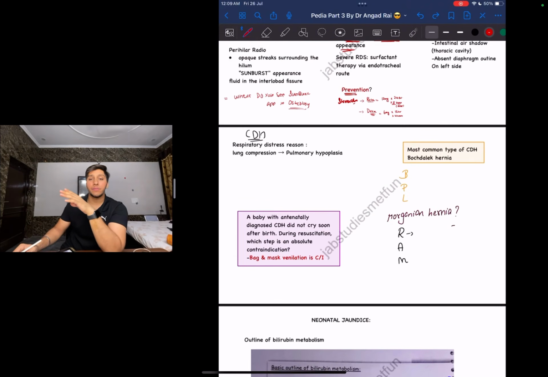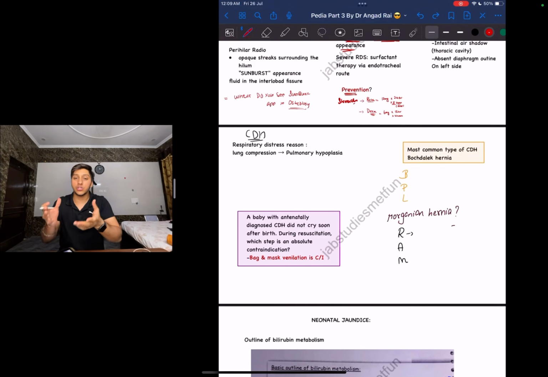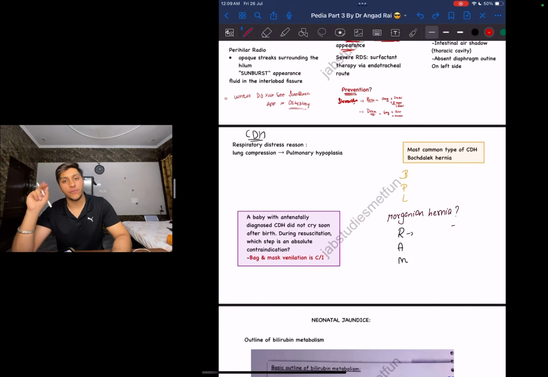In congenital diaphragmatic hernia, because of all the intestinal structures going inside the thorax, the lungs will get compressed. The baby will not be able to breathe properly, and there will be pulmonary hypoplasia. Now there are 2 types of congenital diaphragmatic hernia. The most common type of CDH is known as Bochdalek hernia, and the other one is Morgagni hernia. Now the issue with this is they are asking the position also.